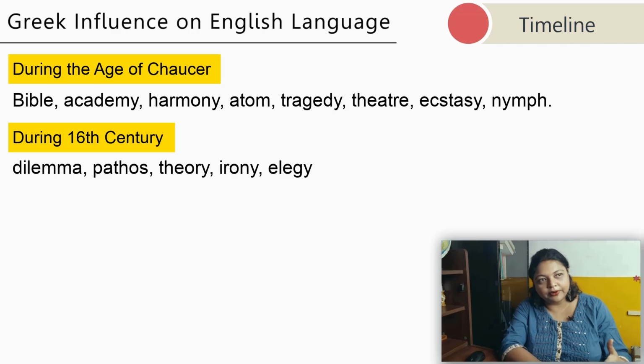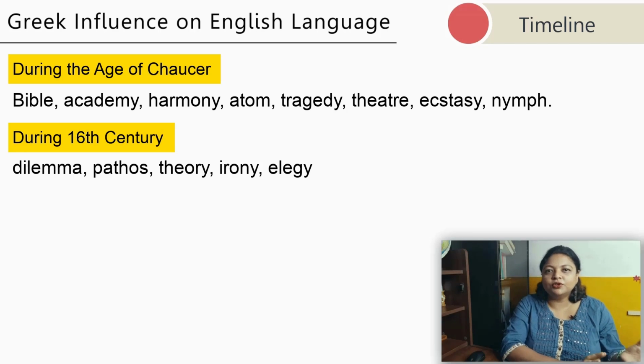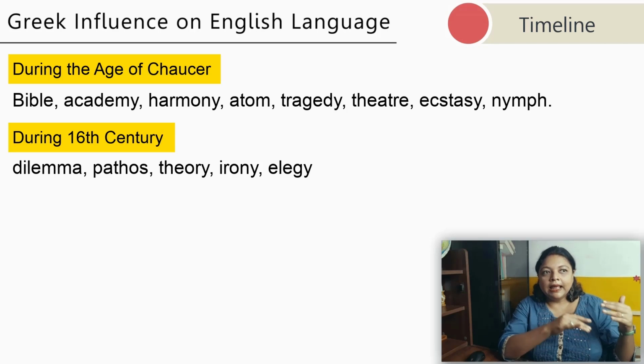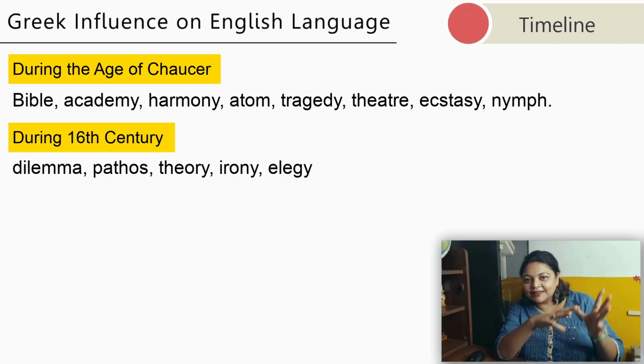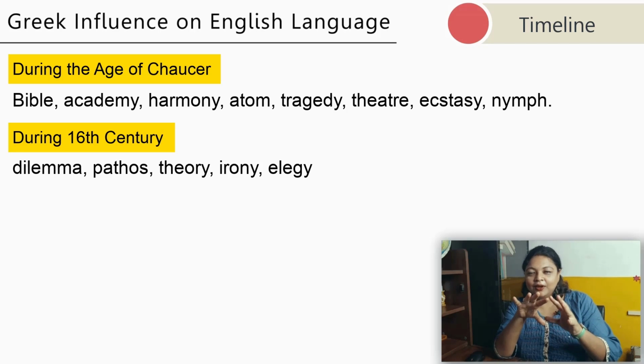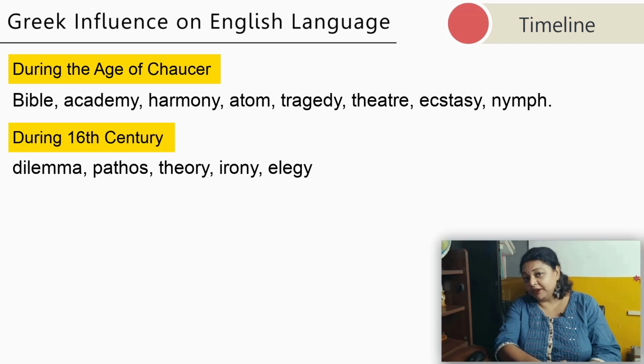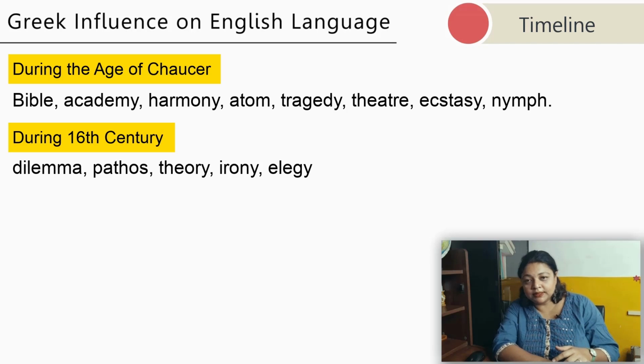Then Latin words were already there, and therefore Greek pronunciation, which is very close to the way Latin words are pronounced, had more access to English people's speaking, or English people's vocabulary. And therefore, we have words which belong to more abstract areas instead of concrete ones. For example, words like dilemma, pathos, theory, irony, elegy.